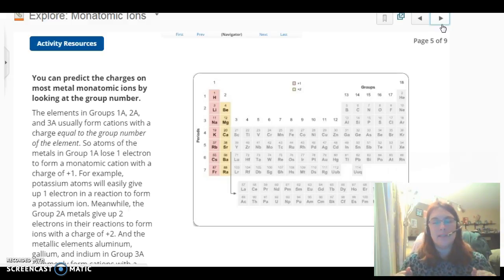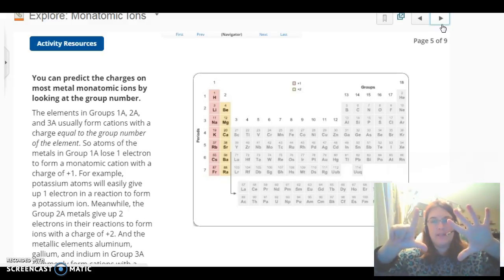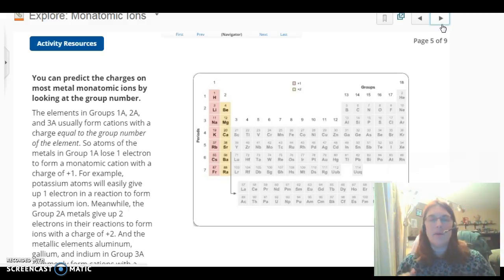All right, oxygen. Group 6A has how many valence electrons? 6. What is it going to do to get a full outer shell and be stable? It's going to gain 2 electrons, and therefore the charge will be -2. All right. Next, we have fluorine. Fluorine is in group 7. How many valence electrons is it going to gain or lose? It's going to gain 1 to get a full outer shell and be stable. And since it gained 1 electron, what will the charge be? -1.